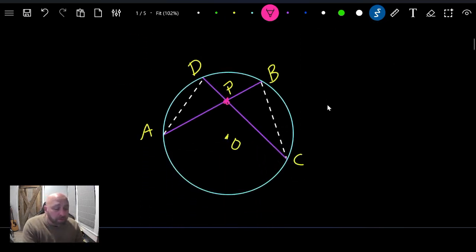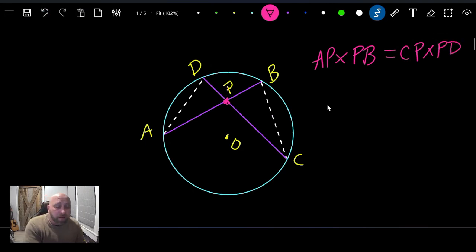So here we go. We have a couple of things going on here. You could write it a couple different ways. You could say that AP, that's one segment, so AP times PB. Okay, so that's basically this segment times this segment is going to be equal to this segment, CP, times this segment, PD.